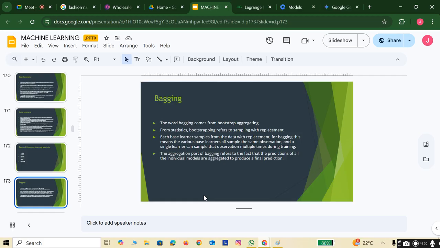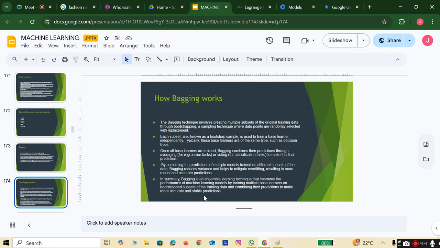Again, that is what is known as bagging. You do bootstrap aggregation. You implement base learning with sampling. Then after that, you aggregate the results. That is bagging.